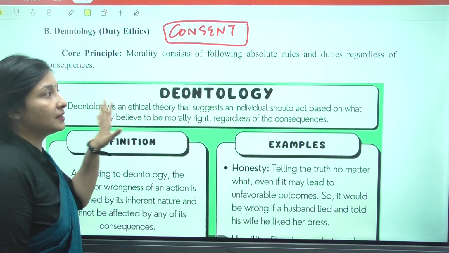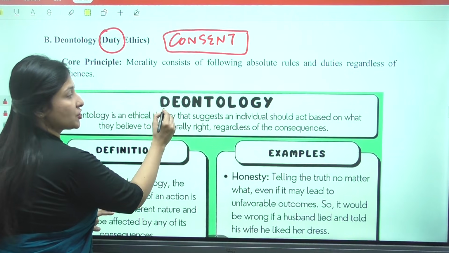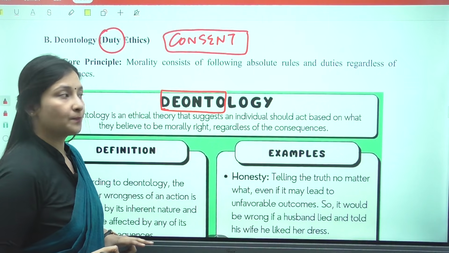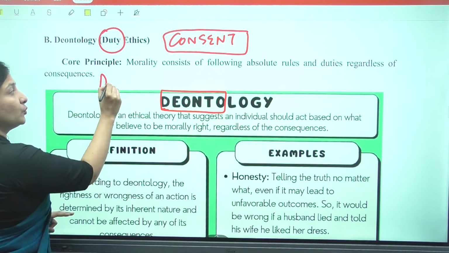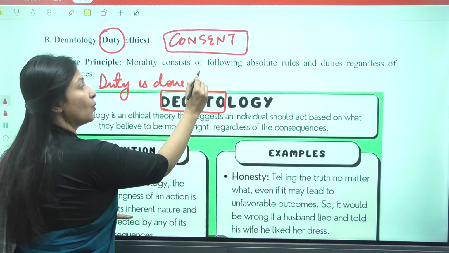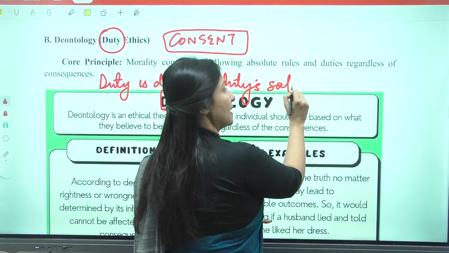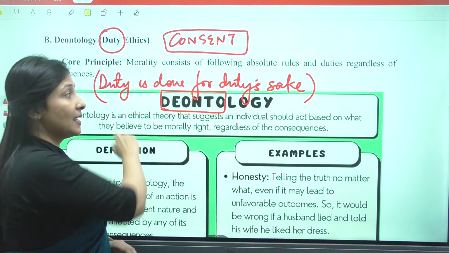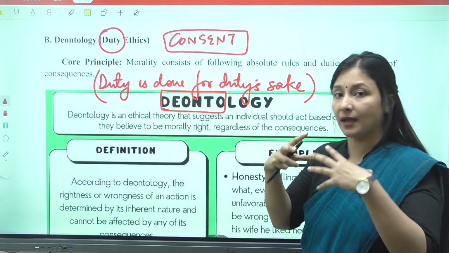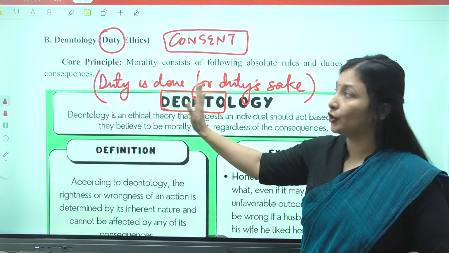Basically it deals with the concept of duty, which arises from the word deon. Is it clear? It says that the duty which has to be done is done only for the duty's sake, right? The duty has intrinsic value; it is your inner value that you have to abide by your duty.